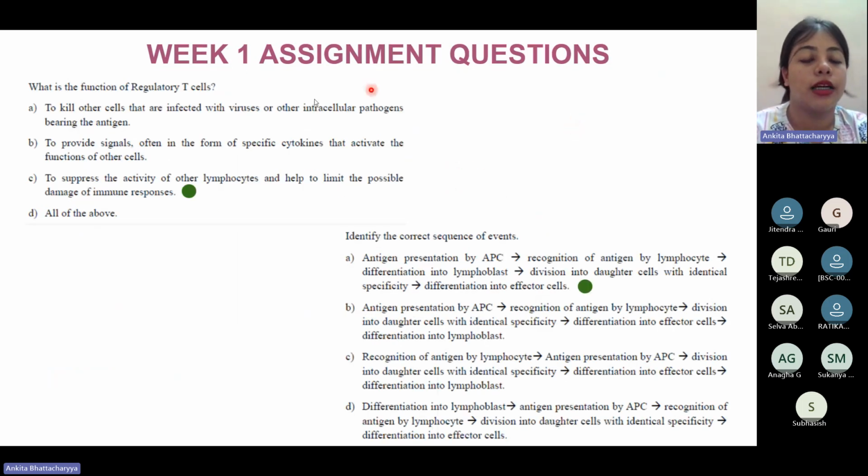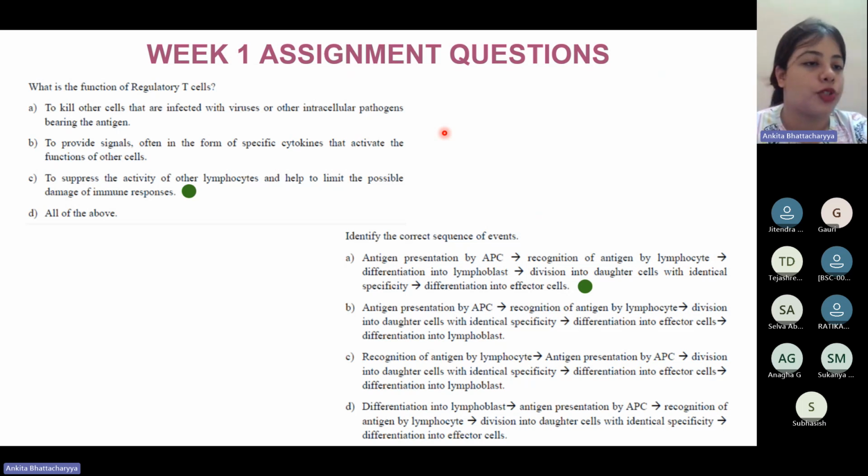Then the next question was about Treg cells. I don't think I discussed Treg cells directly, but if you remember, it was part of the lectures, and there you got information about what the different subtypes of T cells are, first of all, and what role T regulatory or Treg cells have to play.